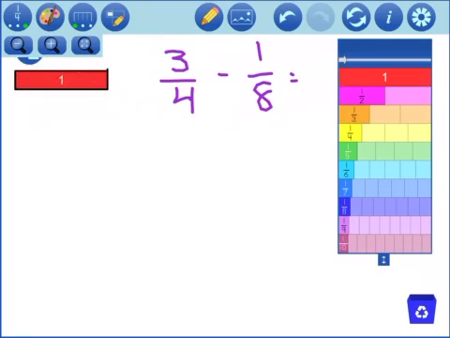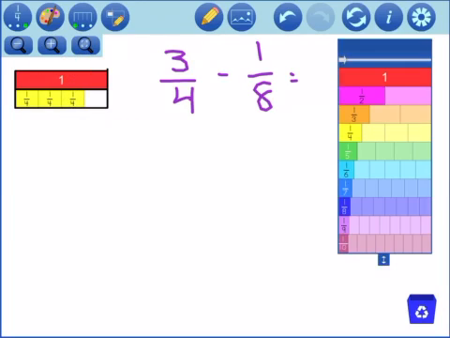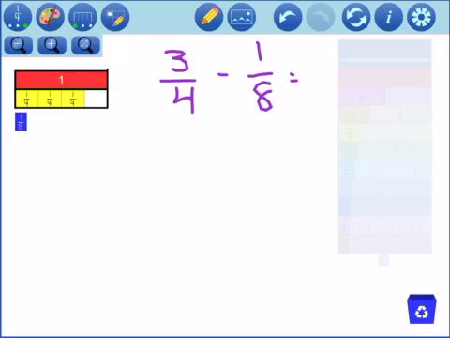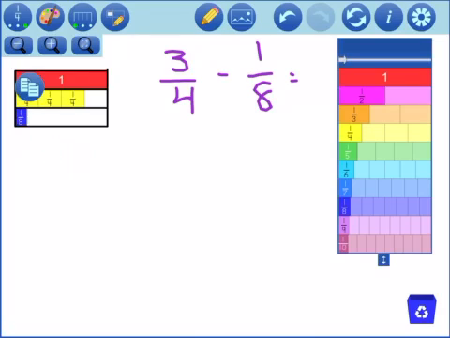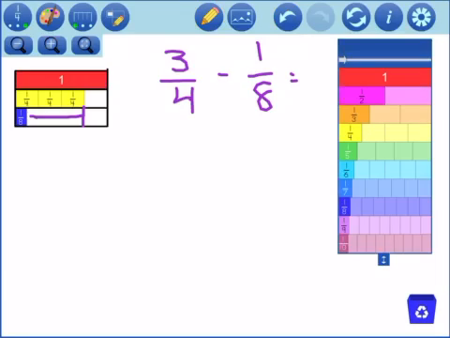I'm going to start with my whole, and I'm going to pull out my 3/4 to start with for my first fraction. So I have 1, 2, 3. Now today, though, instead of adding the 1/8 on the same line that the 1/4 is on, I'm going to put it underneath because I want to find the difference. I want to find this part right here. Okay, what this difference part is, because of course we are subtracting.